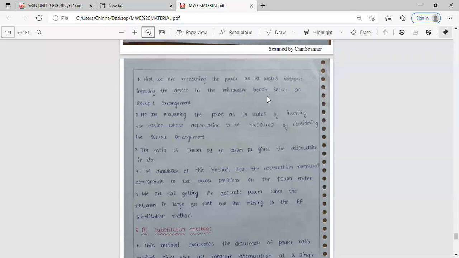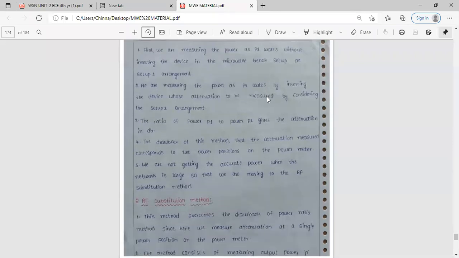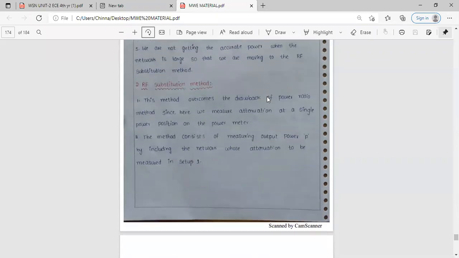So coming to the RF substitution method, to overcome the drawback of the power ratio method, we can choose the RF substitution method. A single power position on the power meter. This method consists of measuring the output power P by including the network whose attenuation is to be measured in the setup.